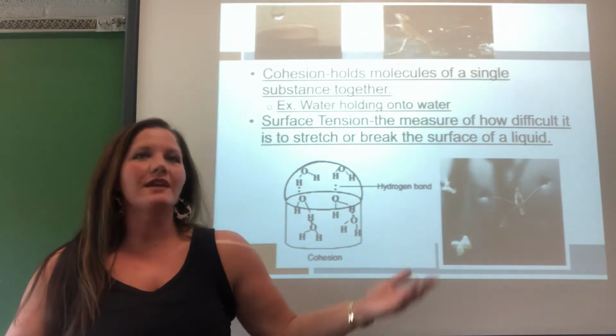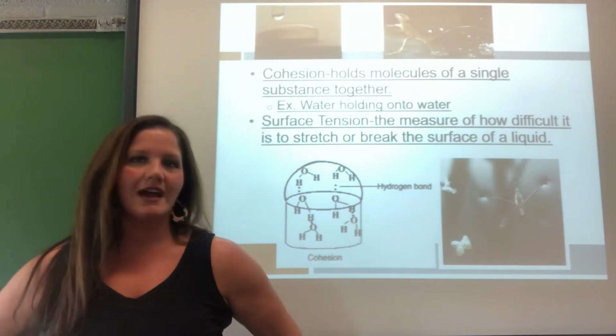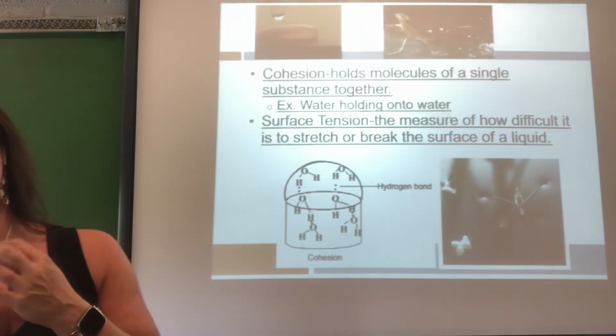But that really is a thing. Whenever you hit the ground, it displaces the energy. Same thing with surface tension.